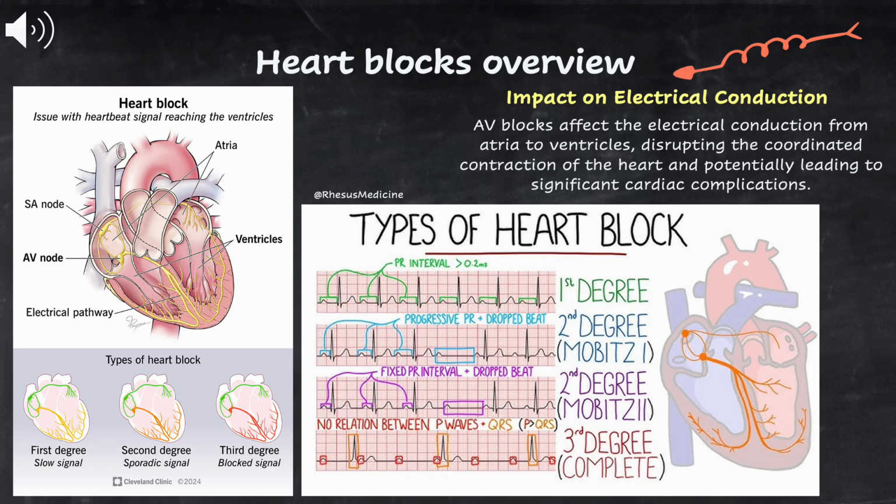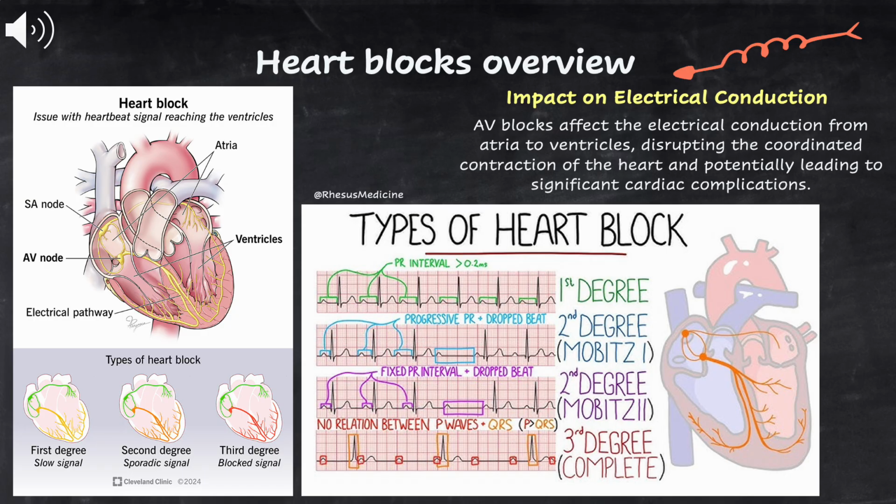Let's move on. This slide provides an overview of heart blocks, which occur when electrical conduction between the atria and ventricles is delayed or completely interrupted. We'll start with first-degree AV block. In this rhythm, there is a prolonged PR interval, meaning conduction through the AV node is slowed. However, it's important to note that every atrial impulse still reaches the ventricles. Because conduction is delayed but intact, first-degree AV block is often asymptomatic and may not require immediate intervention, though it should be monitored.